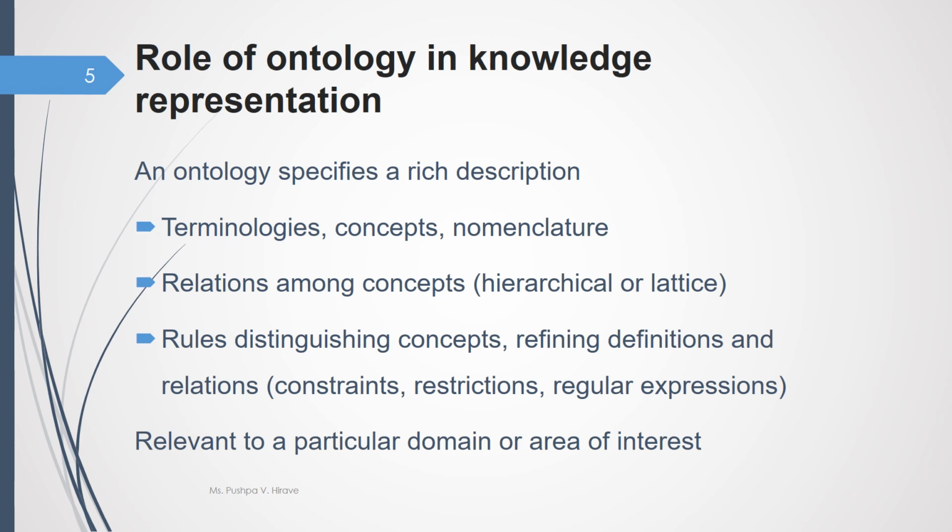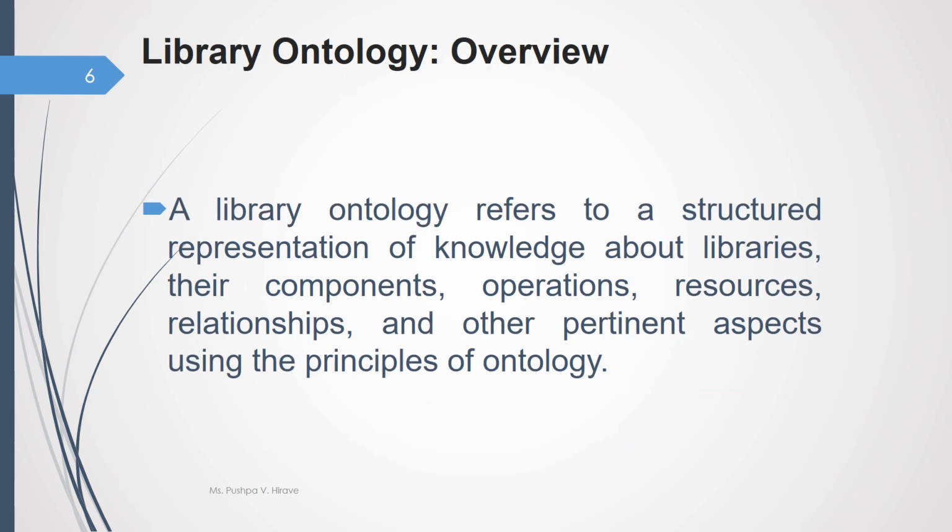Next, we will see the role of ontology in knowledge representation. An ontology specifies a rich description of terminologies, concepts, nomenclature, relations among the concepts, hierarchical and lattice, rules distinguishing concepts, refining definitions and relations, constraints, restrictions, regular expressions relevant to a particular domain or area of library ontology.